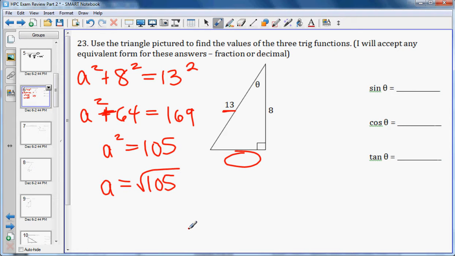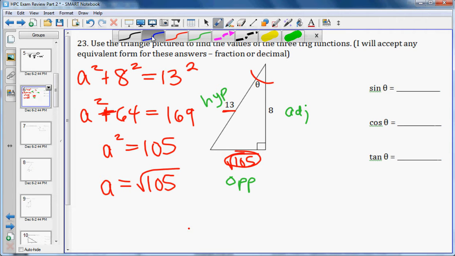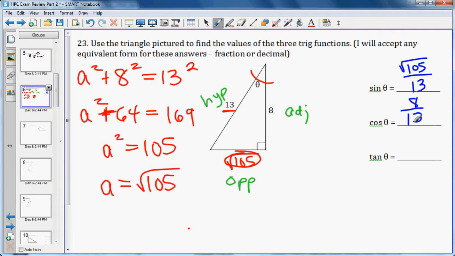Okay, now, given we're looking at this angle, we can label each of these sides. This is the opposite side, this is the adjacent side, and this is the hypotenuse. So when we're looking for sine, we know sine is the opposite over the hypotenuse. Cosine is the adjacent over the hypotenuse. And tangent is the opposite over the adjacent. Remember, some old horse caught another horse taking oats away, or some old hippie caught another hippie tripping on acid.